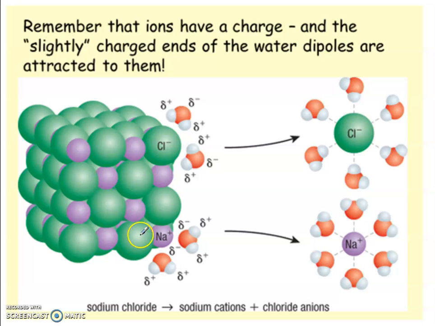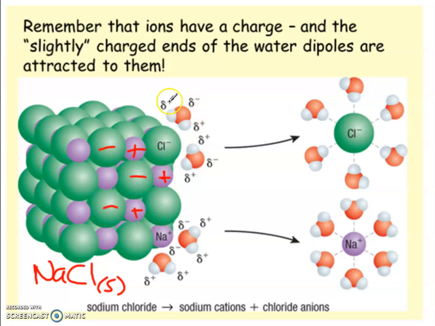So here's the process of dissolving, using sodium chloride as our example. In the dissolving process, right here is our crystal lattice. This is our solid sodium chloride. We have our positive sodium ions and our negative chlorine ions.